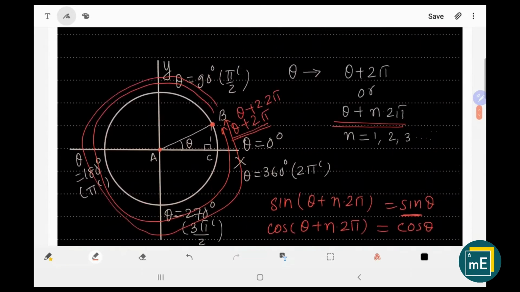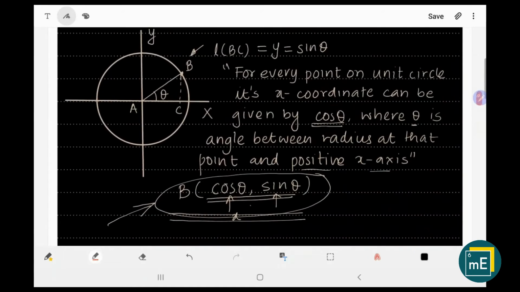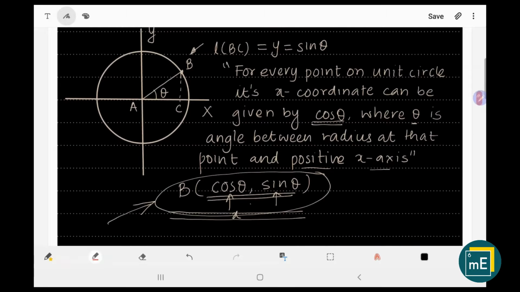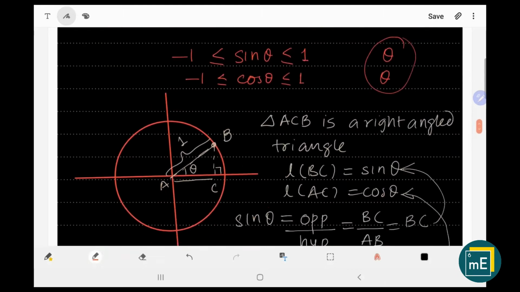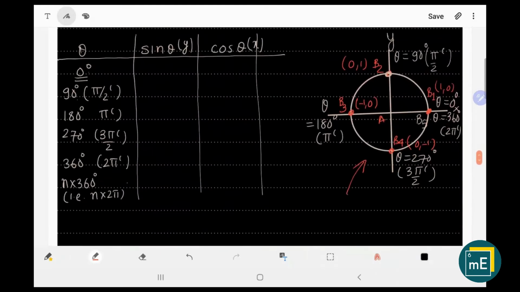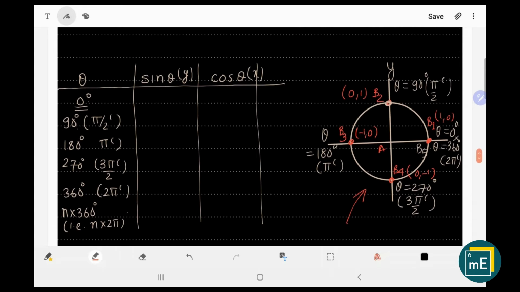In the previous explanation, we have concluded that for every point on a unit circle, its coordinates can be given by (cos theta, sine theta). Hence, in this position, when theta is equal to 0 degrees and the coordinates of point B are (1, 0), that means cos theta is 1 and sine theta is 0.